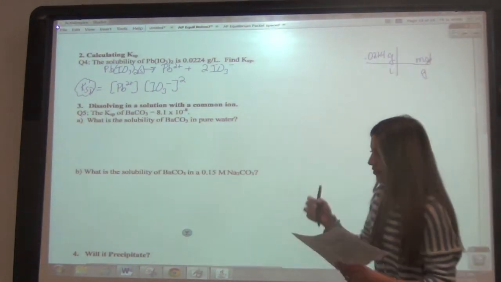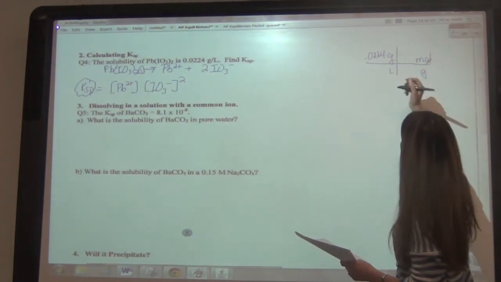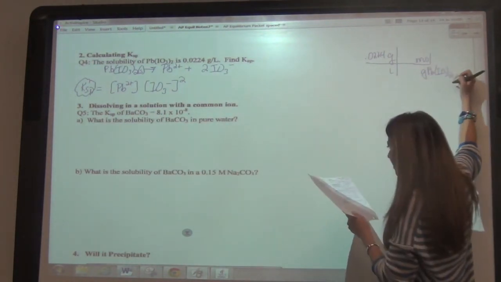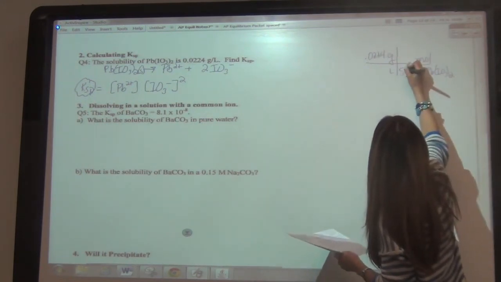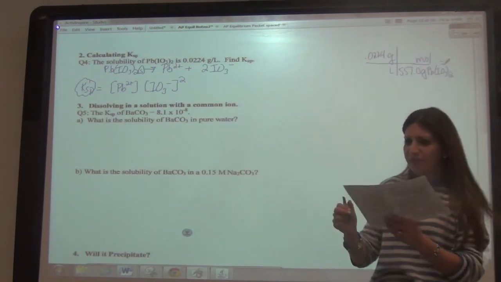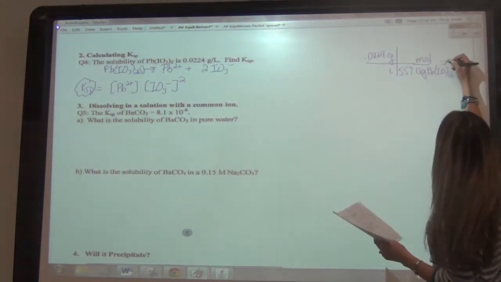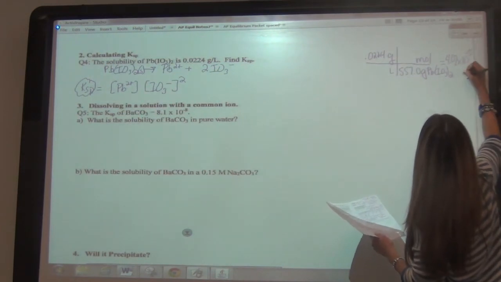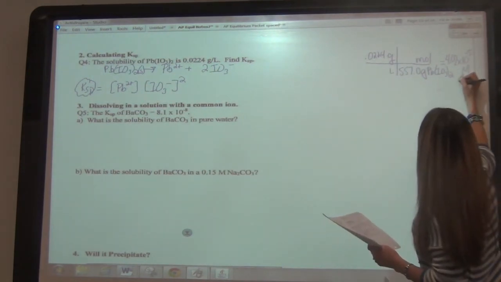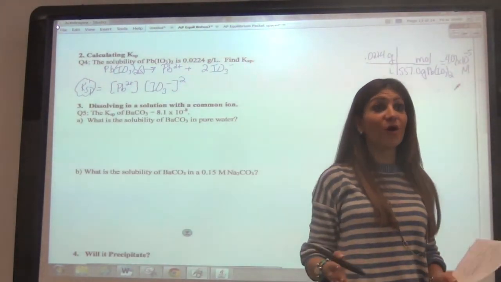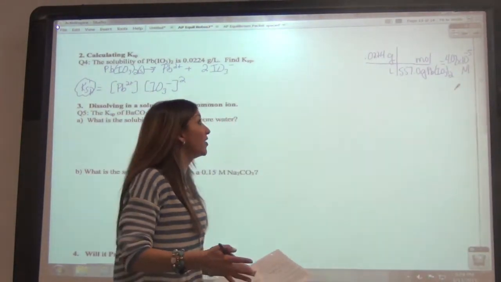So let's speed this up here. In order to calculate this, we need the molar mass of PbIO32. And it ends up being 557.0 grams per mole. So if we divide this, we end up getting 4.02 times 10 to the -5th molar. Again, this is the solubility, meaning that's how much of it is going to dissolve. That's how much of it is going to break apart.